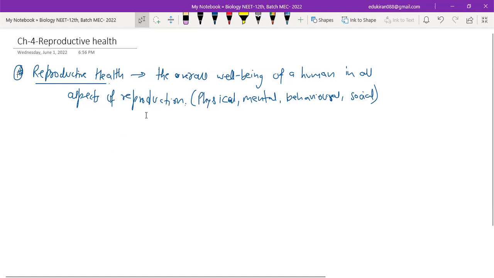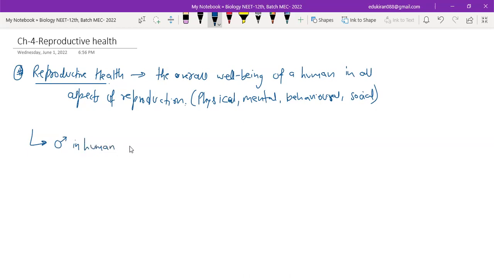Yes, sir. So we have already discussed sex determination in the last chapter. So you remember that if I ask you which parent is responsible for determining the sex of the baby? Male. Males, right? So males in humans are responsible.